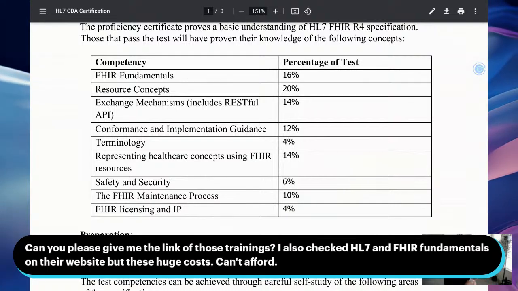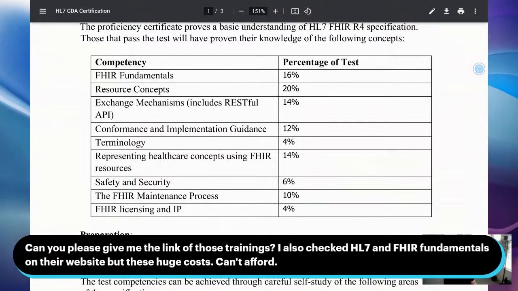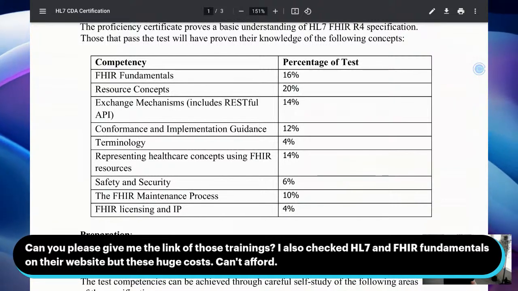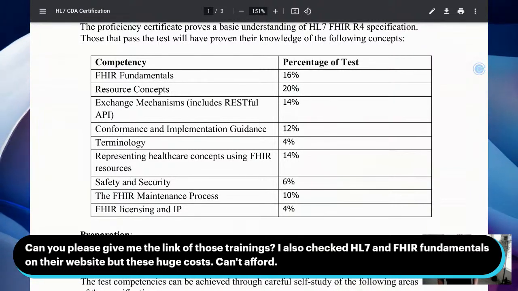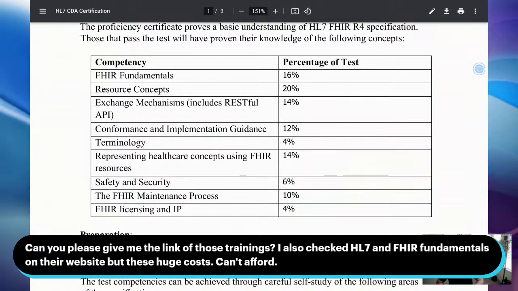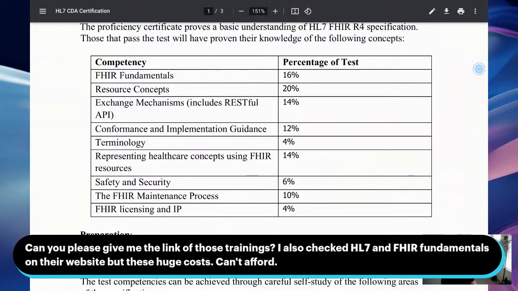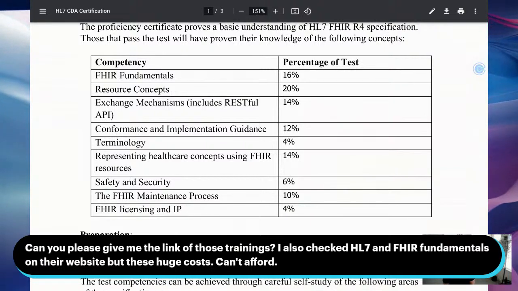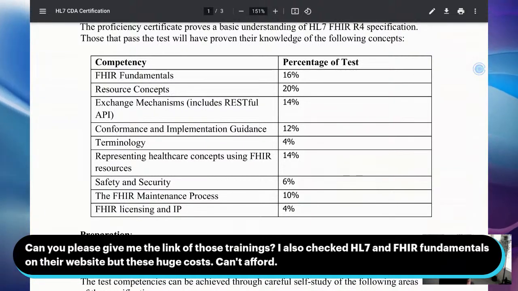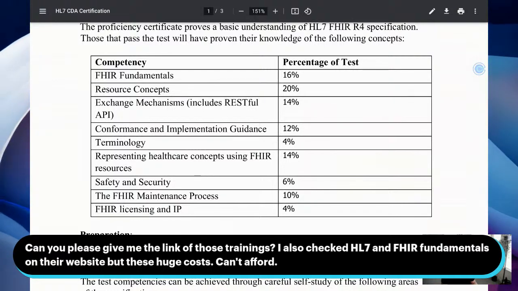So the question's pretty long, so I'm just going to read the whole thing and then I'll give the main question here, even though it cuts off part of it. So the question is, hi Brian, I've Googled a lot regarding the CDC FHIR 101 and 102 courses, but was unable to find anything. Can you please give me a link to those?